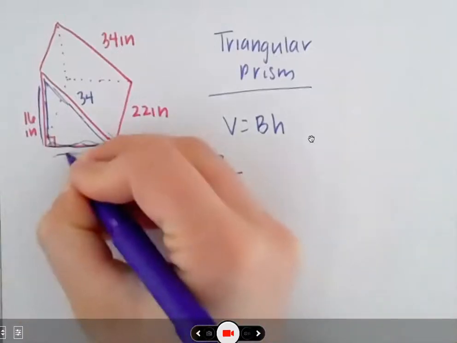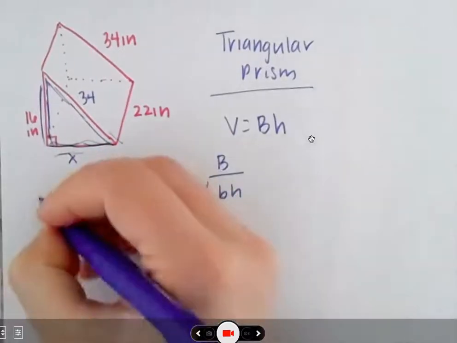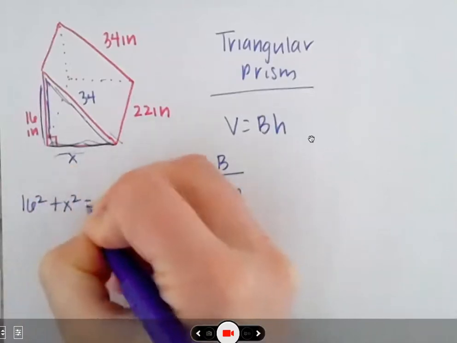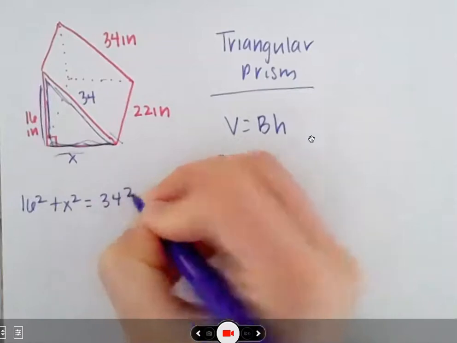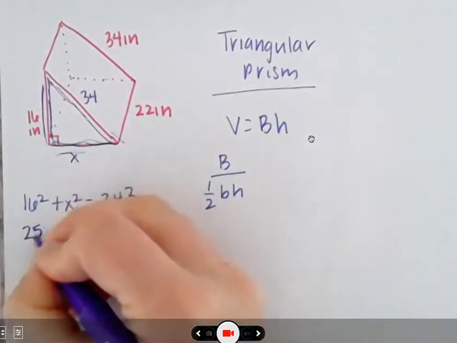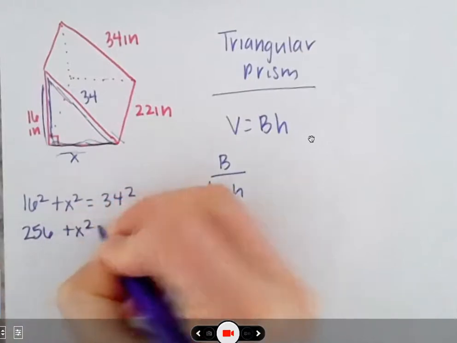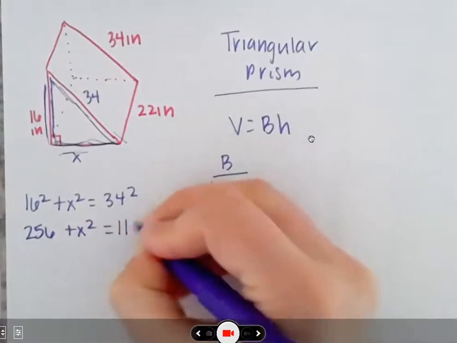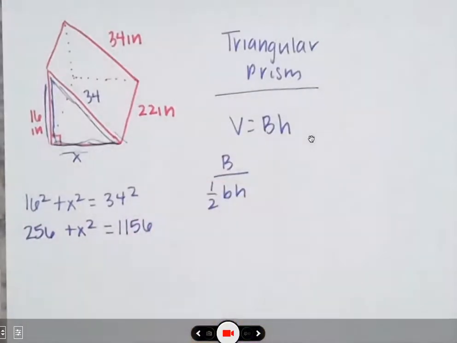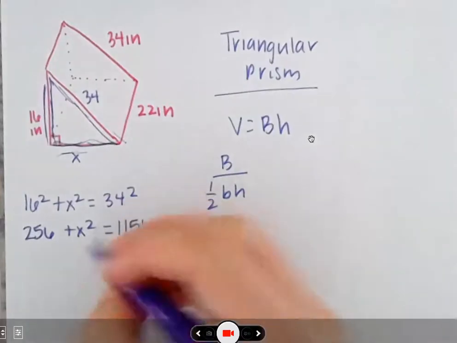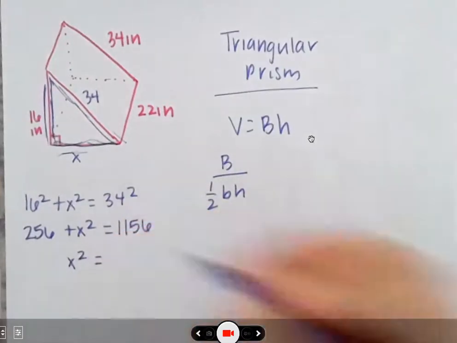So we can find out what our base down here is. So I'm going to take 16 squared plus x squared equals 34 squared. Crunch these out real quick. We have 256 plus x squared equals 34 squared, 1,156. Subtract over our 256. Ooh, I like this, guys. We're getting a nice whole number.